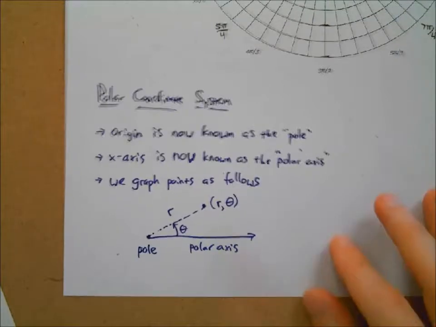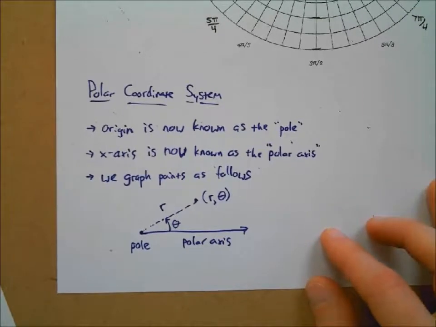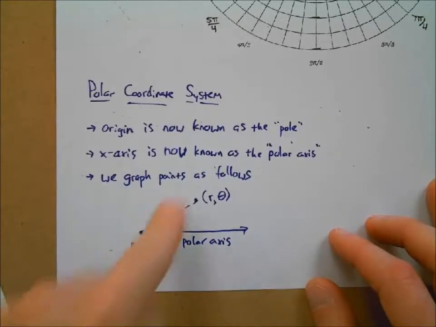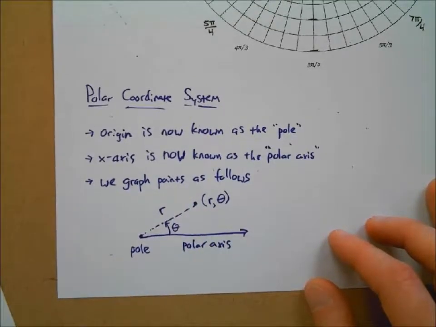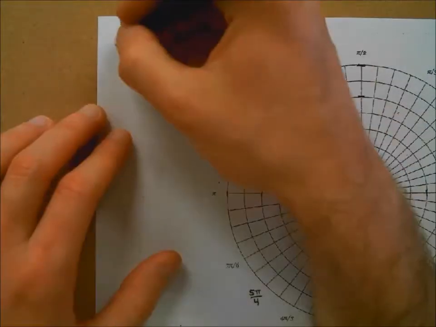We still need two numbers, right? Just like with rectangular coordinates, you need two numbers to locate a point in a two-dimensional space. Likewise here, we still need two numbers to locate a single point in two-dimensional space. And that's just the nature of the beast. All right, so let's locate some points. Now that I've kind of talked it to death, let's plot some points.